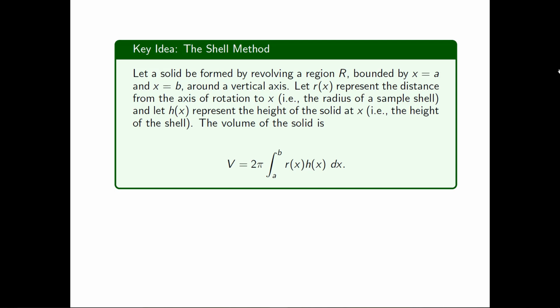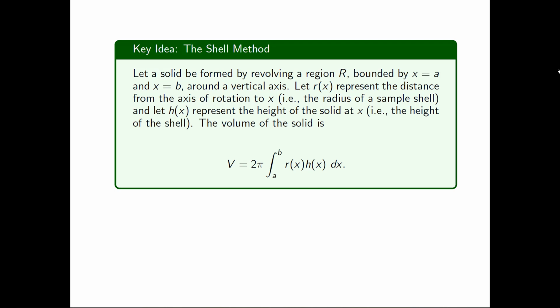Well, R of x is the distance from the axis of rotation to the value x, in other words the radius that we've been looking for, and h of x is just the height of the solid at some value x. Then our volume is given by this. Now recall we had that sort of 2 pi r h delta x. Here we're simply taking the limit of the sum, and of course that's created an integral for us.